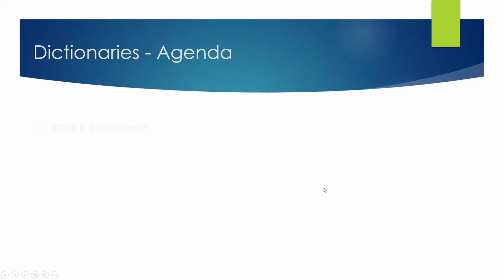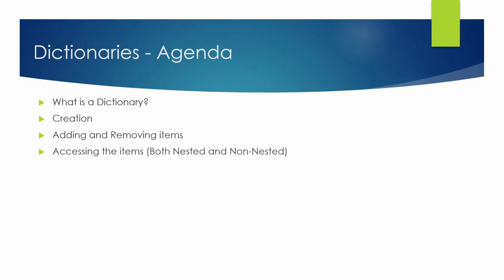So what we are going to discuss today is what exactly is a dictionary? How do we create them? How do we add or remove items from the dictionary? How do we access the items? There are two types, nested and non-nested. We're going to discuss what is nesting, how do we create a dictionary within a dictionary, and then we'll talk about the looping part. So these 6 topics we're going to talk about in this video.